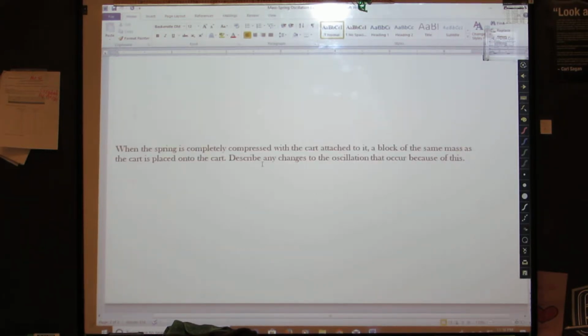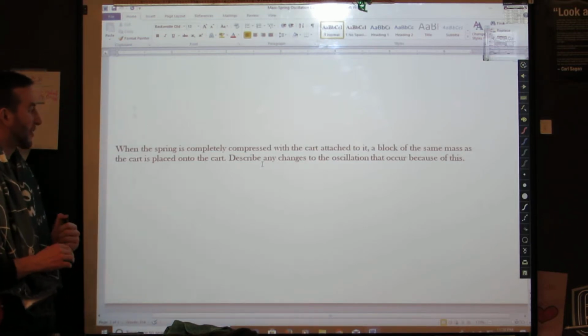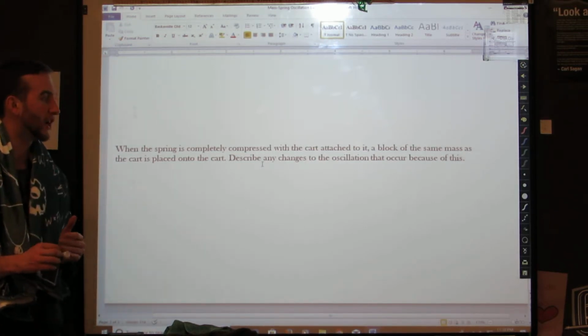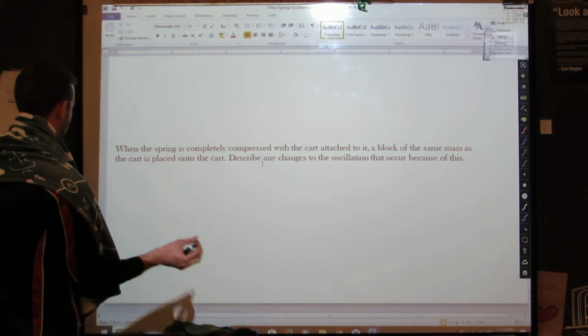When the spring is completely compressed with the cart attached to it, a block of the same mass as the cart is placed onto the cart. Describe any changes to the oscillation that occur because of this. Let me sketch you a real quick picture of what's happening.